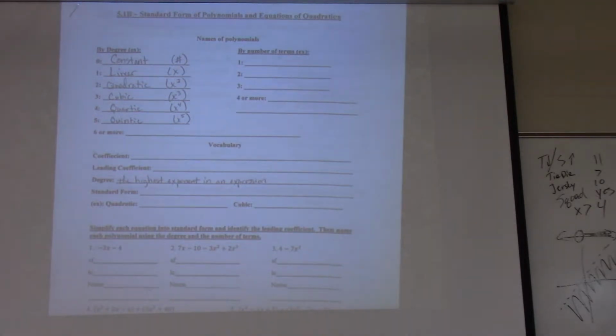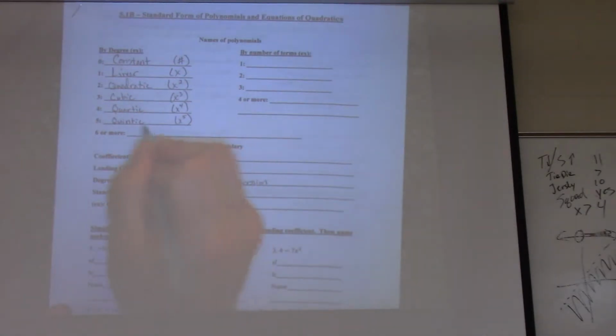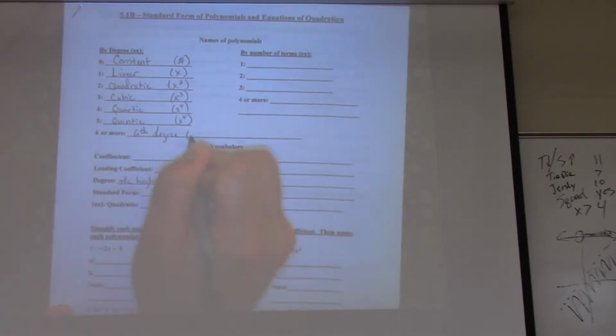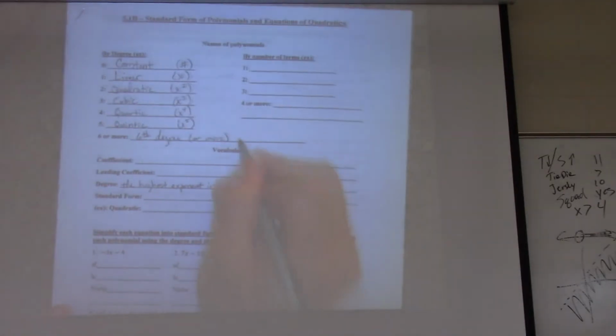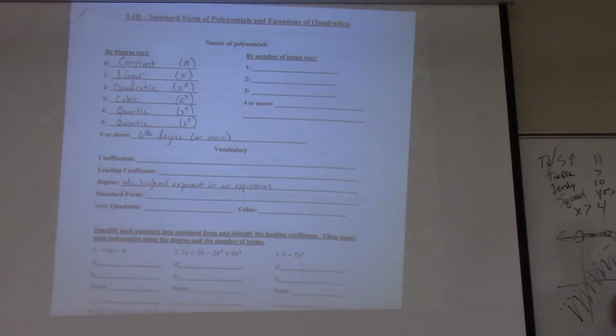Now, 6 or more, there are no names for that. It's literally just 6th degree or more. So if it's 7th degree, 8th degree, 9th degree polynomial, that's what you would say. Okay. I'm not going to give you examples that are 6 or more. I want you to memorize those words to the point where on your quiz, which I just recreated today, not till next week, by the way, your quiz is going to ask you to, well, we're going to see it down here at the bottom, to label it by using the name and the degree.